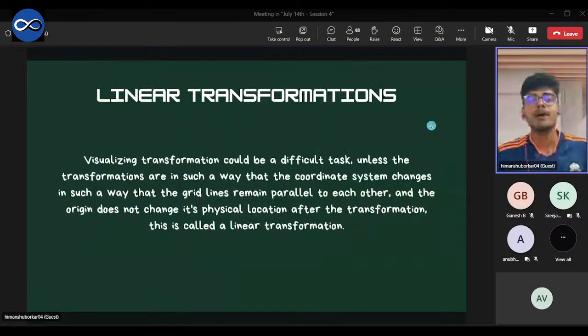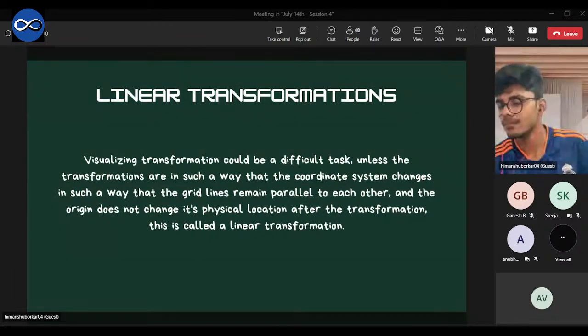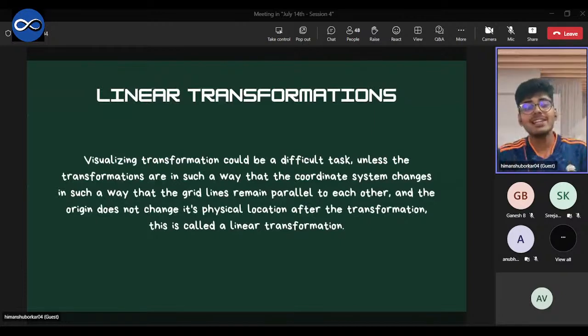So yeah, in that case, I'll continue with this. The grid lines remain parallel, and there is no physical change in the location of origin. Now I'll come to why that is the case, and I'll prove it. But as of now, just assume that the origin's physical location does not change.